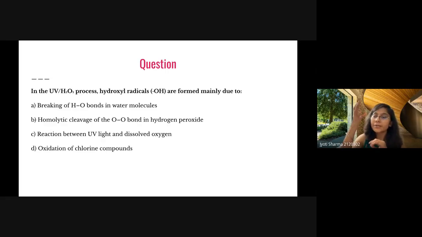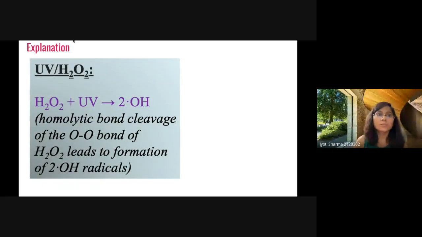So that ultraviolet radiation will break the O-O bond in hydrogen peroxide, and this is how it will give you the hydroxyl radical. So the answer will be B, homolytic cleavage of the O-O bond in hydrogen peroxide. This is how it looks: H2O2, then we give ultraviolet radiation, and this is how it will give you the 2 hydroxyl radicals.